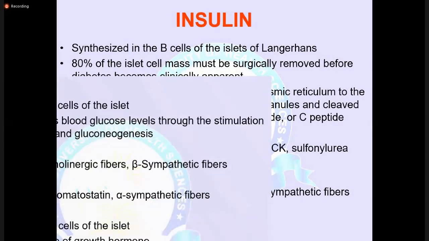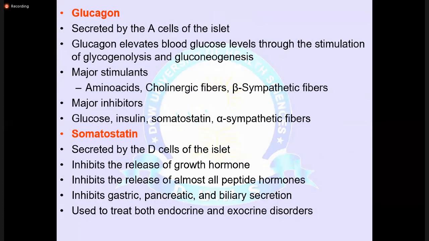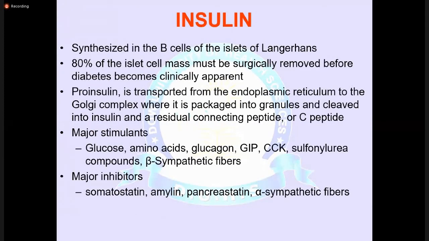Again, insulin, as we have done, the level of insulin is regulated by the beta type of cells. Now, the production of insulin and its modification is what you do in biochemistry, so this is what we are skipping at this moment.